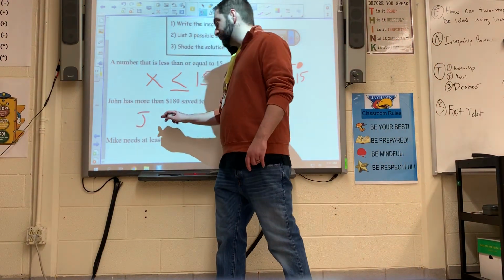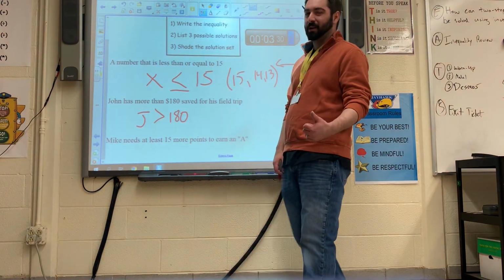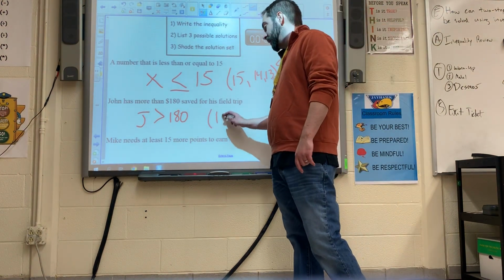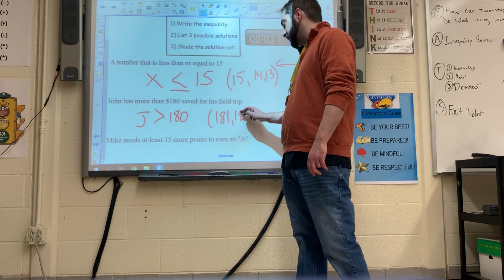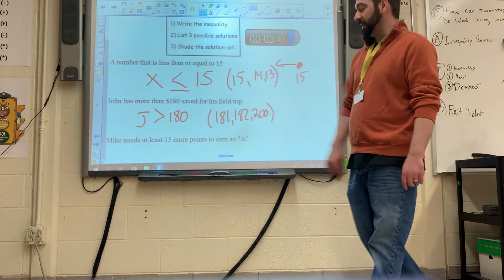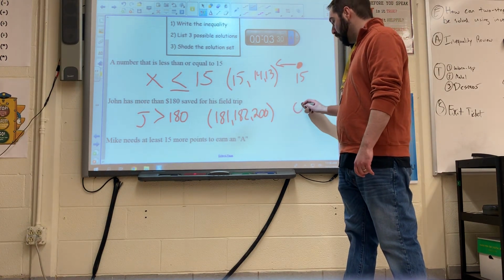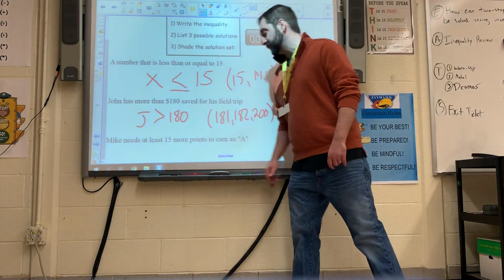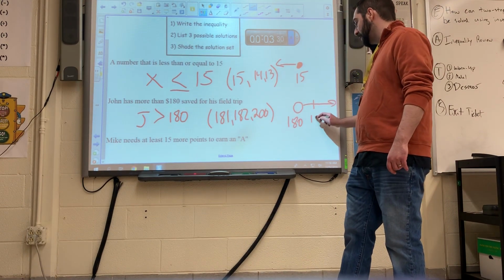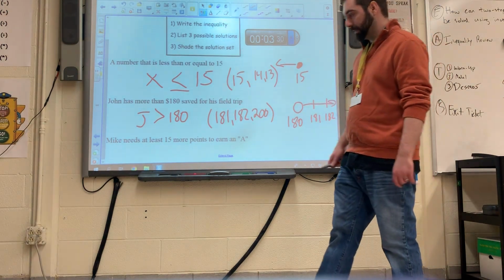So I would have a graph that starts at 15 and goes to the left with a closed circle. John has more than $180 saved. Well, it doesn't say that he could have $180, so we're going to have to go with John has greater than 180. Again, 181 would be the first number, 182. He could even have 200, a million, a bazillion, doesn't matter as long as it's bigger than 180. This time, though, I'm going to use an open circle because it's just greater than, and all these numbers are to the right of 180. So again, 181, 182 would all be to the right with an open circle.